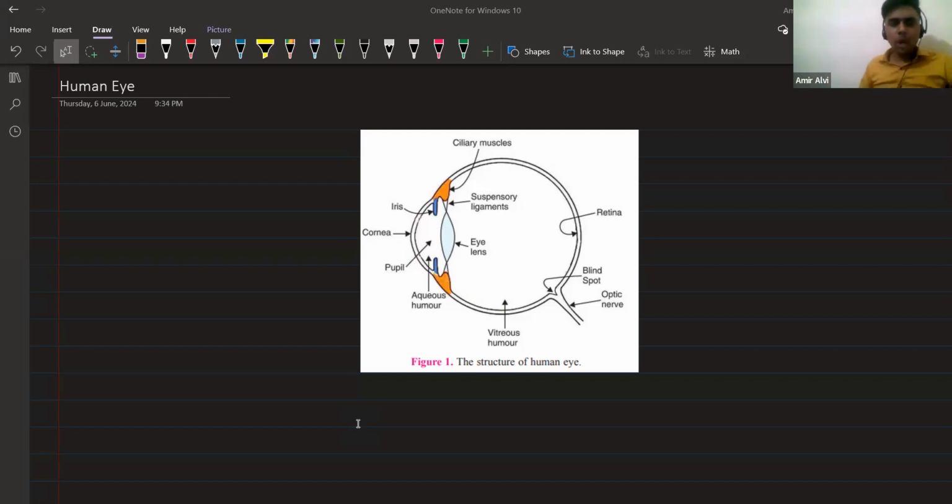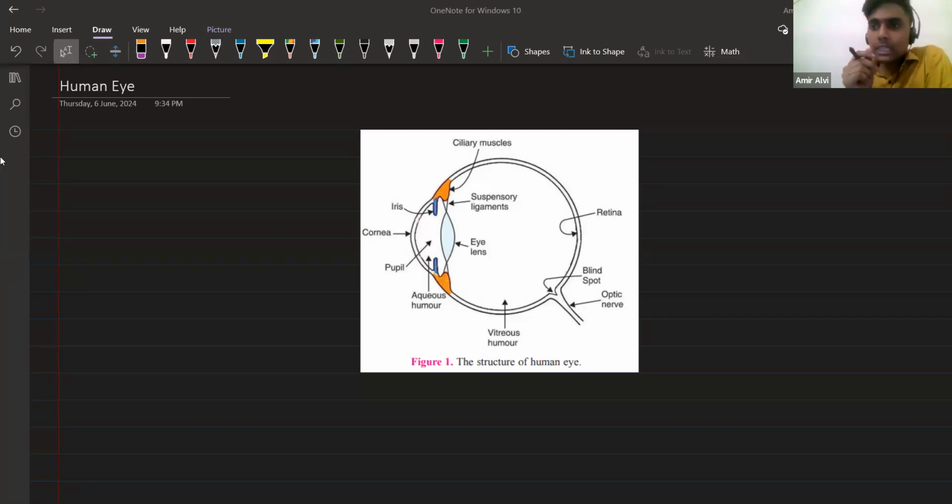Okay, so from now onwards, we have started a new chapter, that is human eye. Human eye is a topic in which we'll study the real world applications of the light chapter, and what the different uses are. And the first topic is the human eye.